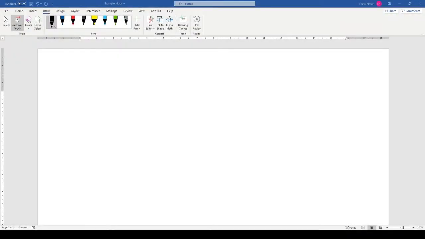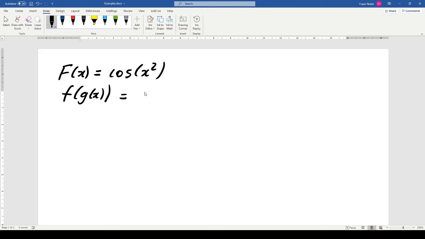Okay, let's look at an example. Let's say that we have f of x being equal to cosine x squared. So we could say that f of g of x is equal to cosine g of x. And we could say that g of x is equal to x squared.